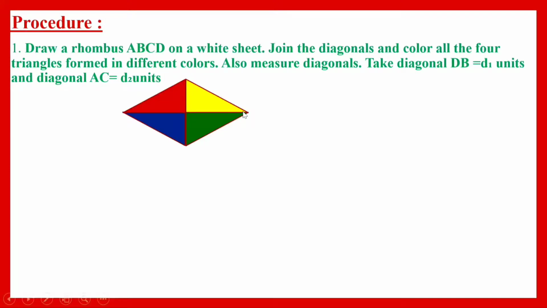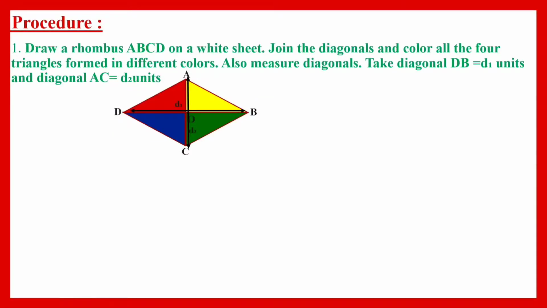This is the first triangle formed. I'm coloring it in yellow color. Second one in green, third one in blue, and the fourth one in red. You may take any colors you want. And then I'll just label it up as A, B, C, D, the point of intersection as point O. And I also write the diagonal DB as D1 and I take the diagonal AC as D2, right?